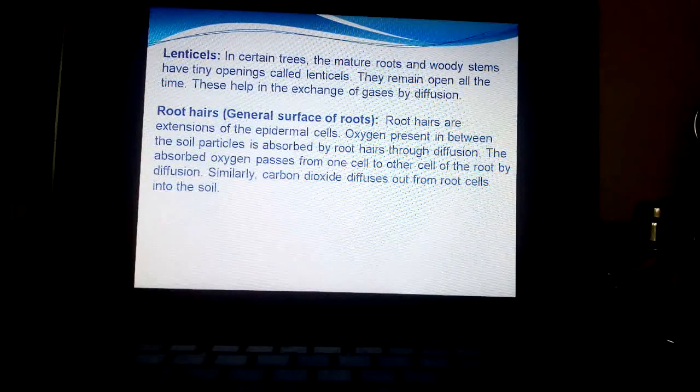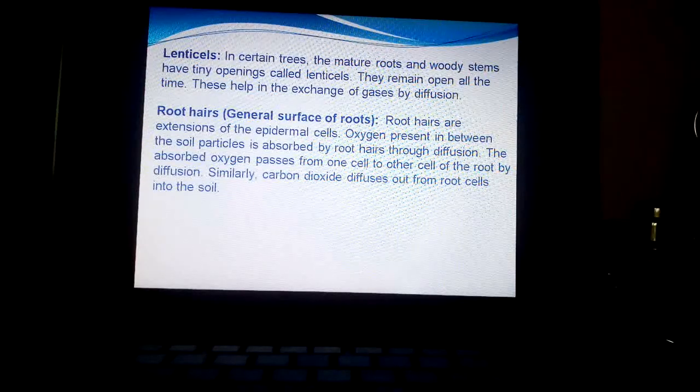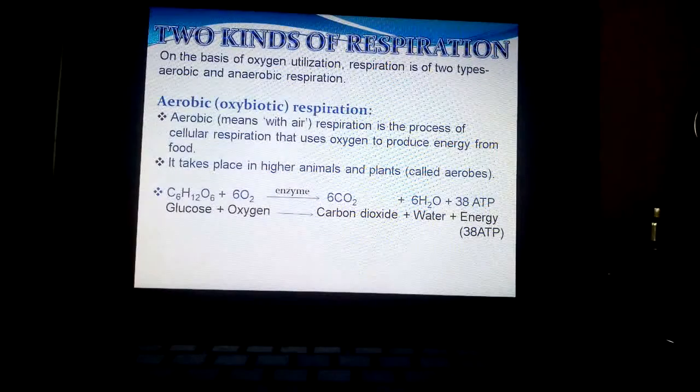In previous class, that is 8th standard, you have learned how water molecules and oxygen molecules move, oxygen getting in, carbon dioxide coming out, and the processes by name you have learned here, osmosis, diffusion, isn't it? Transpiration. Think all that, bring all those processes to your mind so that the lesson will be easier for you. For understanding, you should always connect to the previous lessons too. Okay, now we are moving to the two kinds of respiration. On the basis of oxygen utilization, respiration is of two types, aerobic and anaerobic respiration.